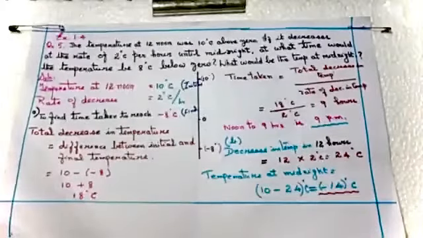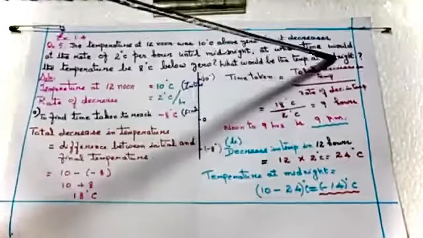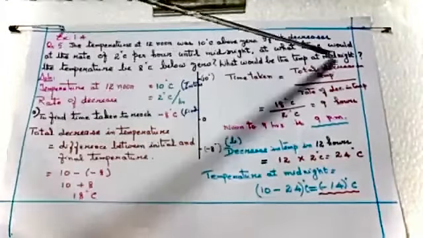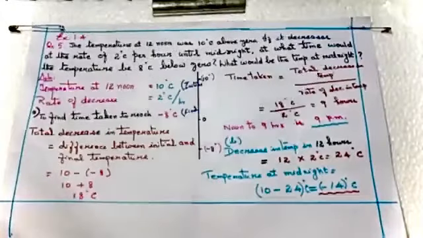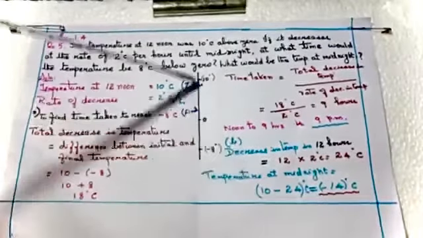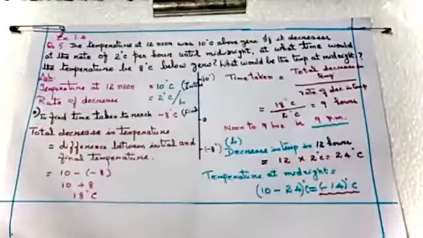Now let us move on to the second subdivision. What would be the temperature at midnight? So, what is the time at midnight? It is also 12. Now from noon to midnight, how many hours are there? 12 hours, right? From noon to midnight, it is 12 hours. So, now again we have to calculate the decrease in temperature in 12 hours.